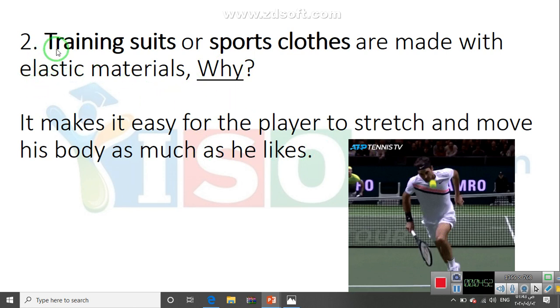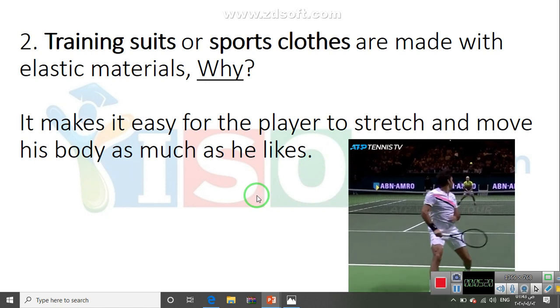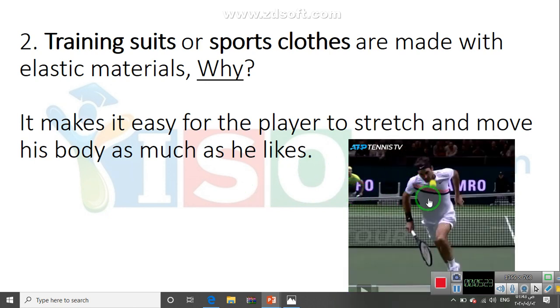I want you to read with me. Training suits or sports clothes are made with elastic materials. Why? It makes it easy for the player to stretch and move his body as much as he likes. Look at the player again. He is stretching and moving his body flexibly. Why? Because he's wearing something made with elastic material.